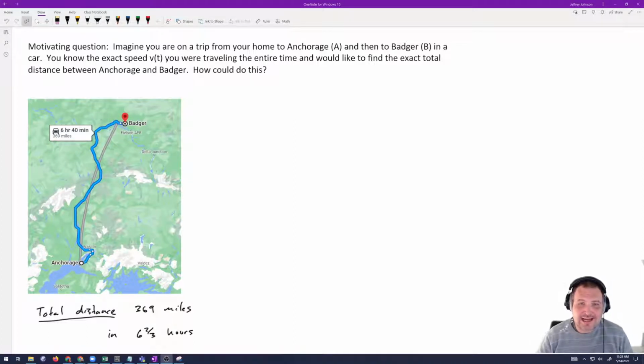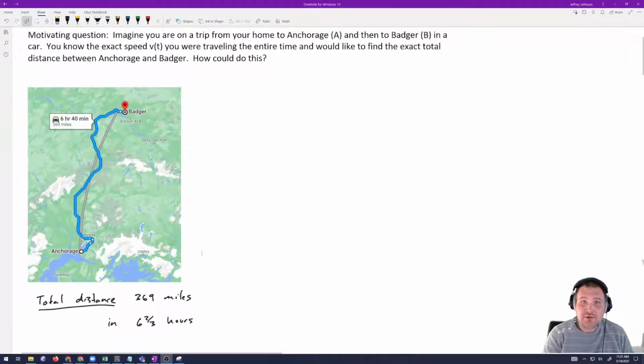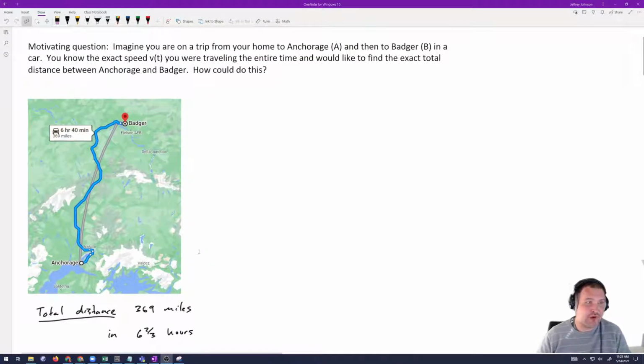Let's take a look at Riemann sums in section 5.3. A Riemann sum is a way to approximate a definite integral. Again, let's start with a motivating question, an application on our trip here from Anchorage to Badger.